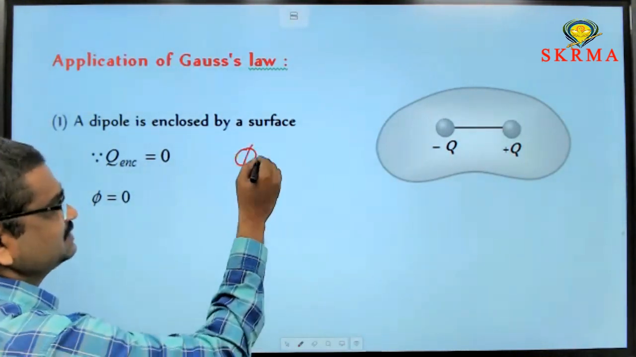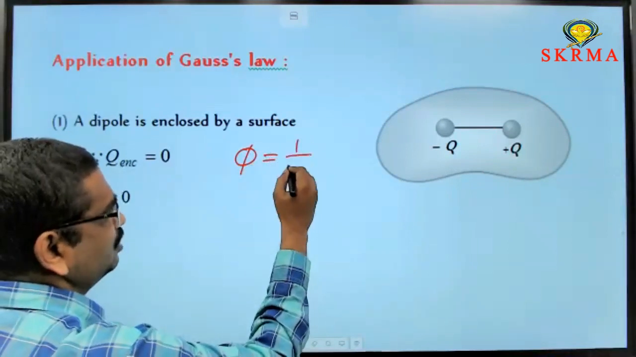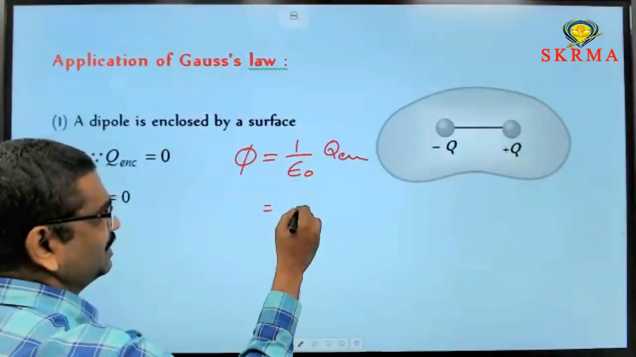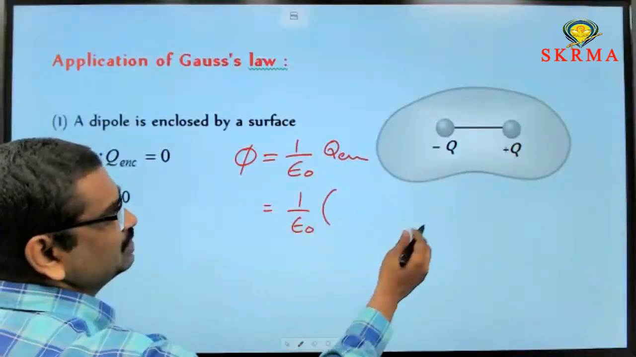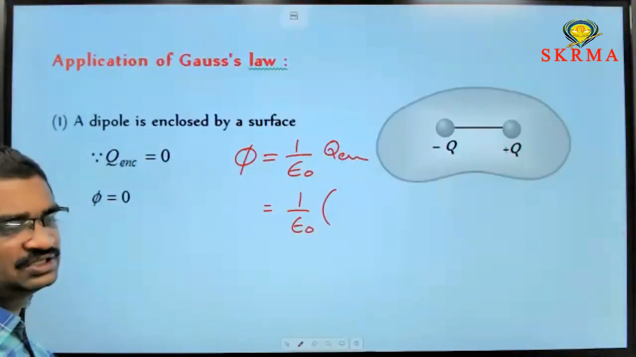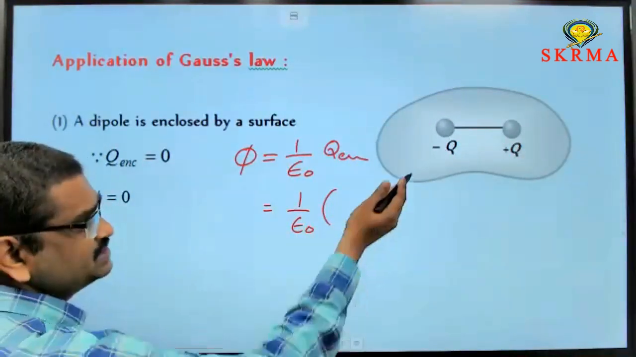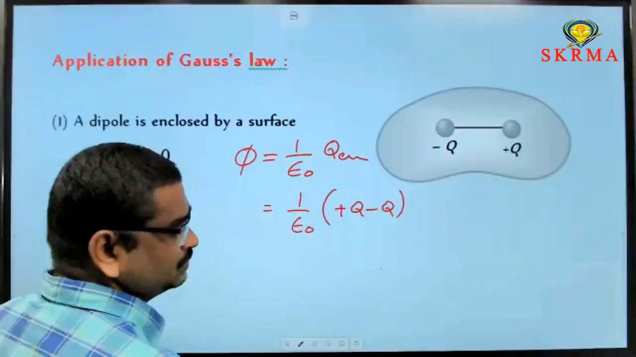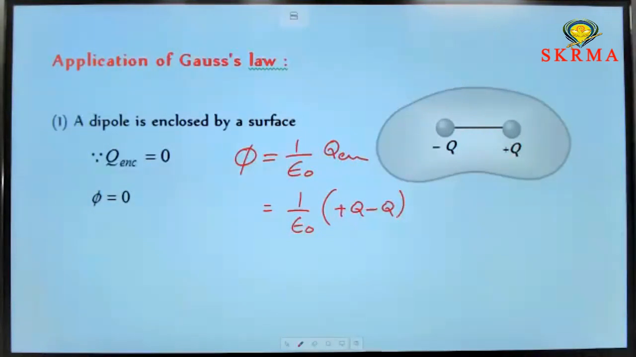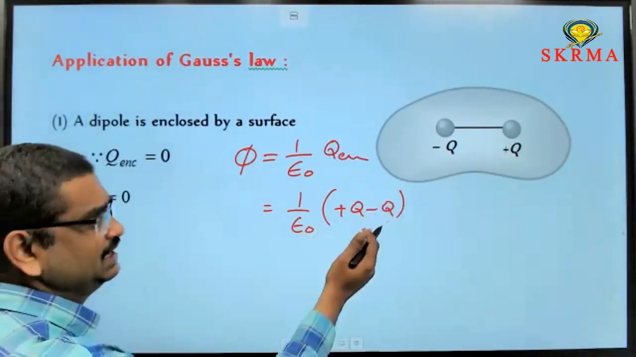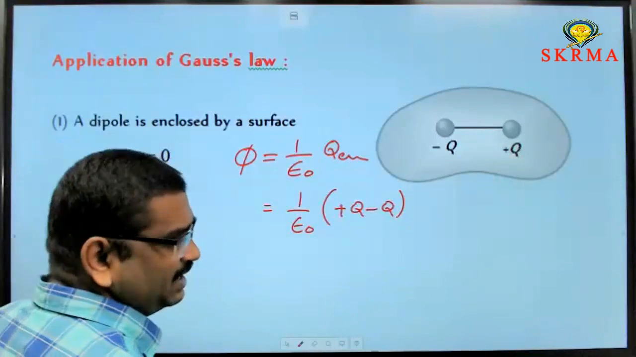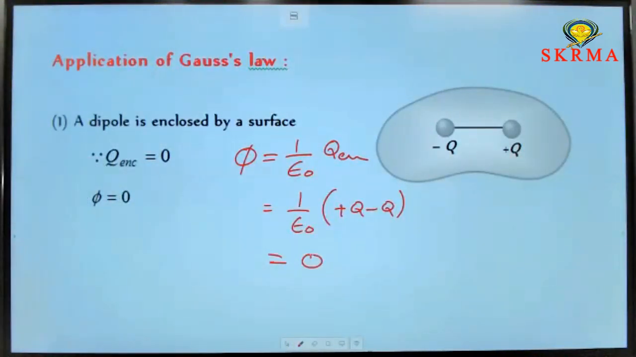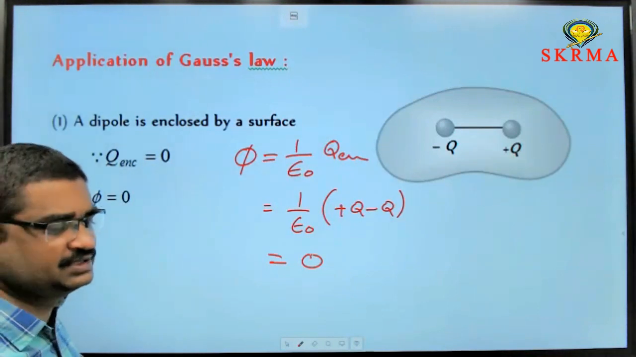Total flux linked with the surface is equal to 1 by epsilon naught Q enclosed. So what is the total charge? Enclosed charge means total charge. It is plus Q minus Q. Charge is a scalar quantity, so you can add directly. The first one is plus Q, the other one is minus Q. So how much will you get? 0. Total is 0 only.